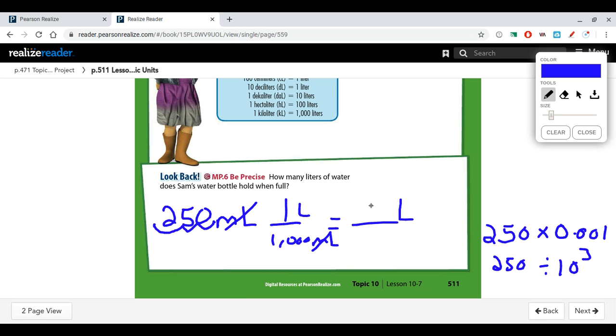So my answer is going to be 0.250 liters, or if I drop off that 0, it's going to be 0.25 liters. So the capacity of the water bottle is 0.25 liters.